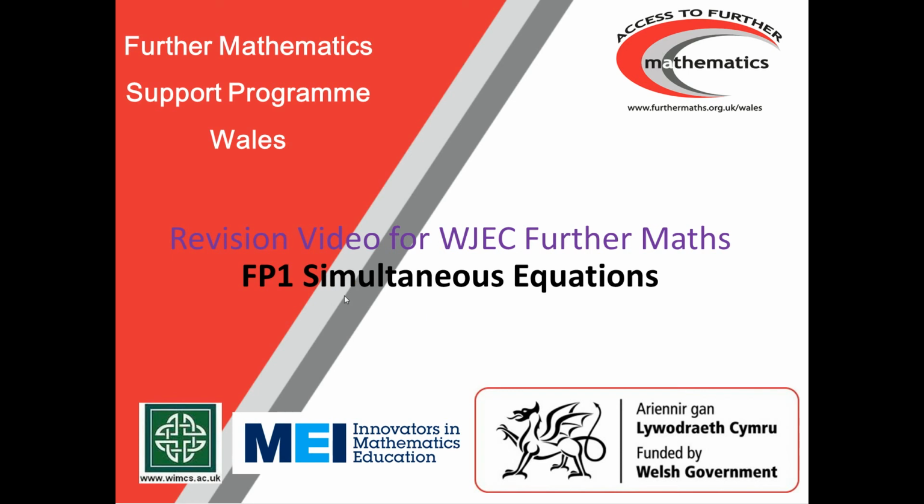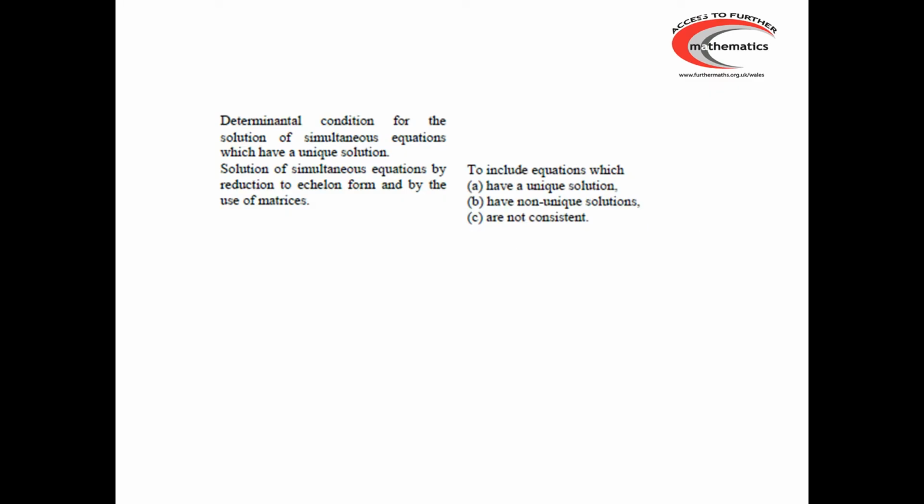In this video we look at the FP1 work on simultaneous equations. Basically we've got to look at simultaneous equations consisting of two equations in two unknowns and simultaneous equations consisting of three equations in three unknowns. And we need to look at how they are linked with associated matrix equations.